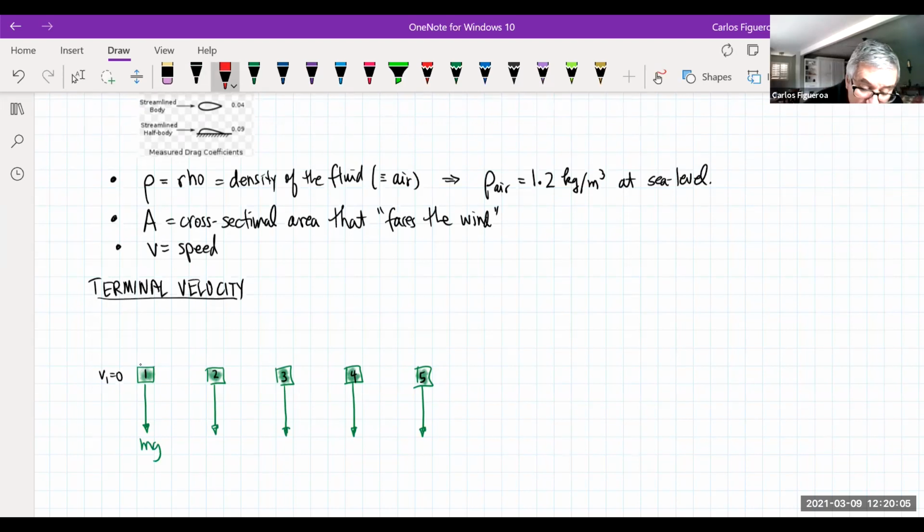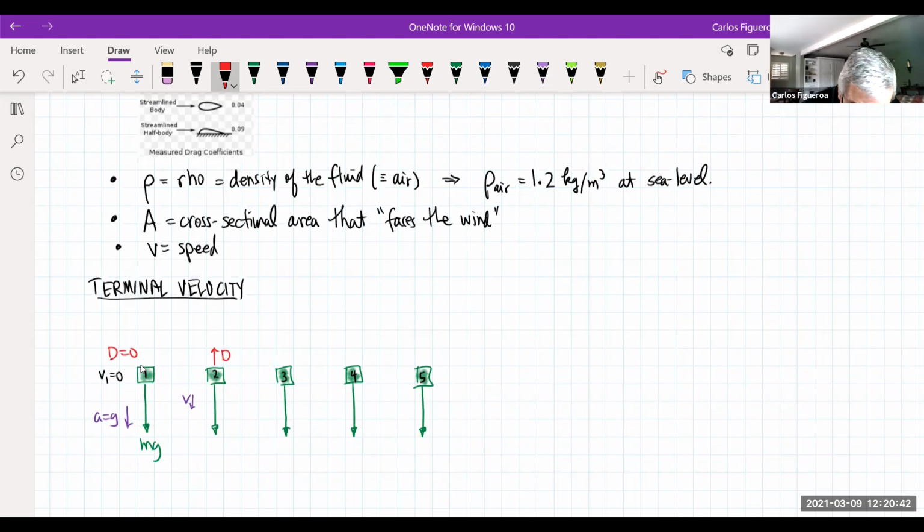That means the drag force should be 0. Wait a minute, if the drag force is 0, then this thing has to have an acceleration of g going down. But now it's moving. So this object is encountering air drag. But because it's moving slow, it's not encountering as much air, so the air drag has built up by a little bit.